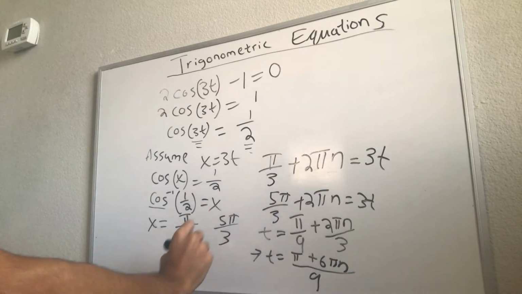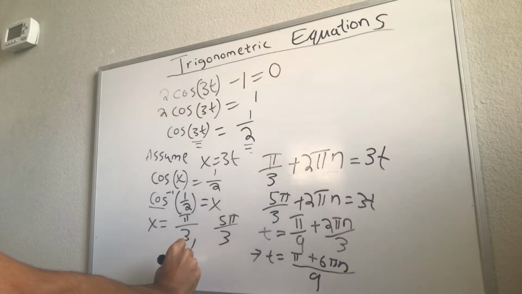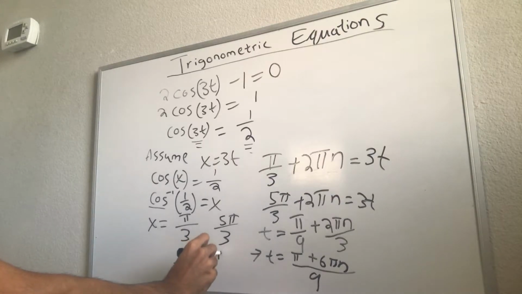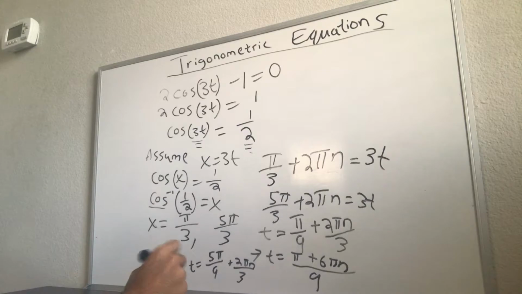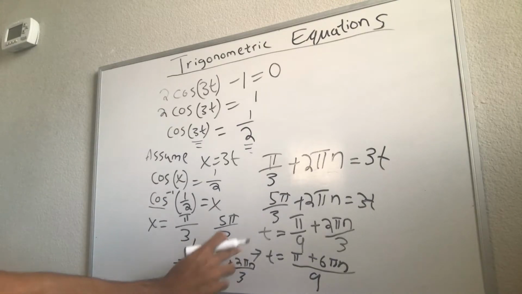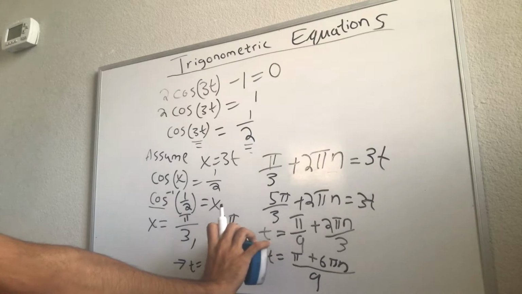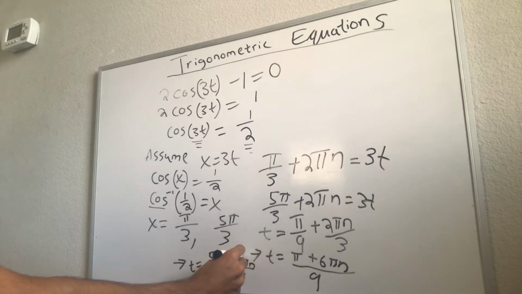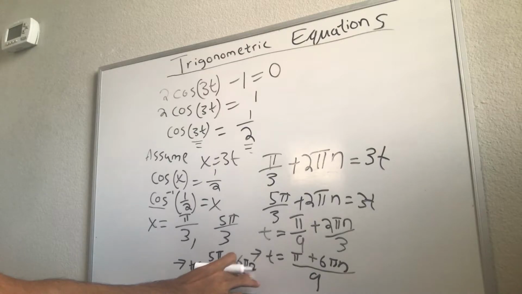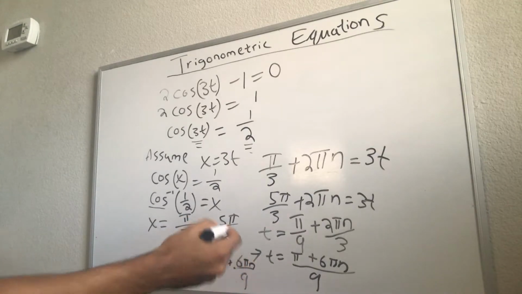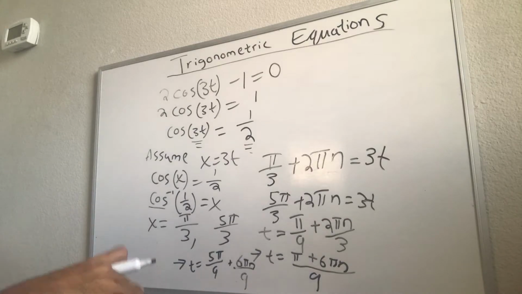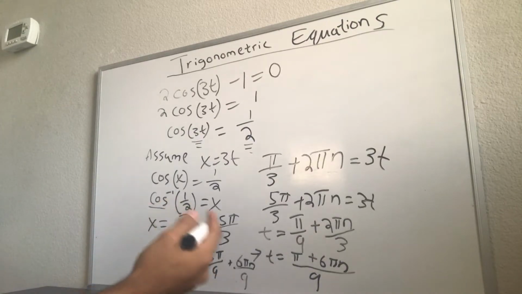So we do this. We divide both sides by 3, so we get t is equal to 5 pi over 9 plus 2 pi n over 3. And now we look at this, and we know that again 2 pi n over 3. We can write this with a common denominator, so we could say 6 pi n over 9. And obviously we can write this as 5 pi plus 6 pi n over 9. So these are the two equations that we have for t.